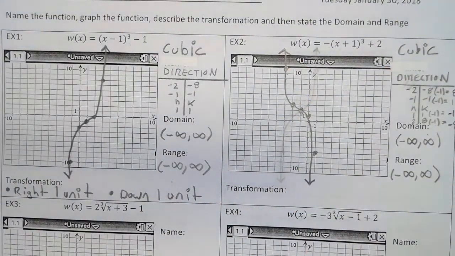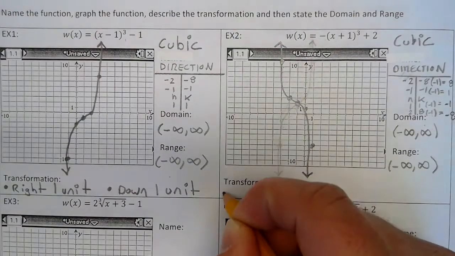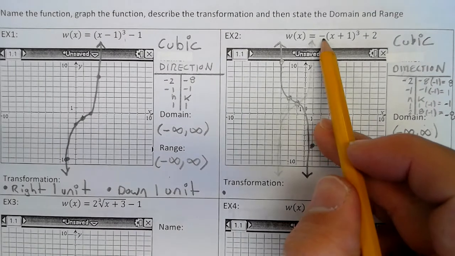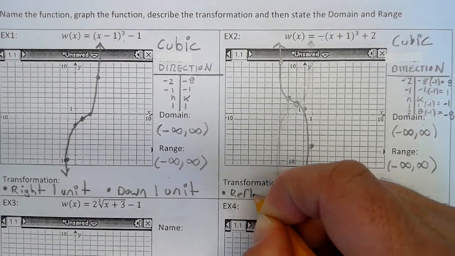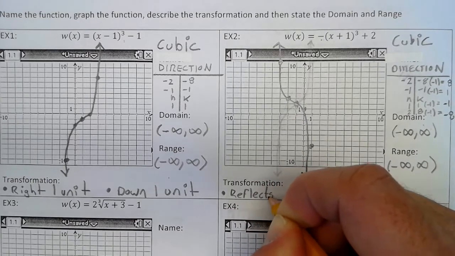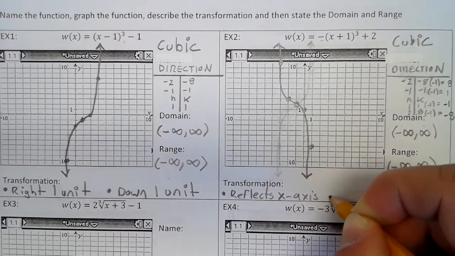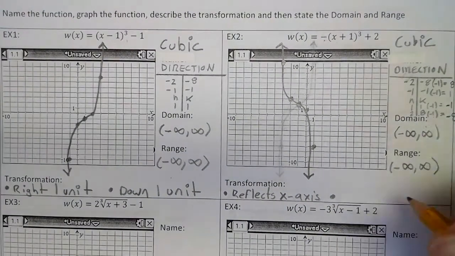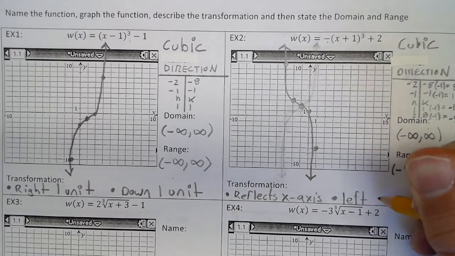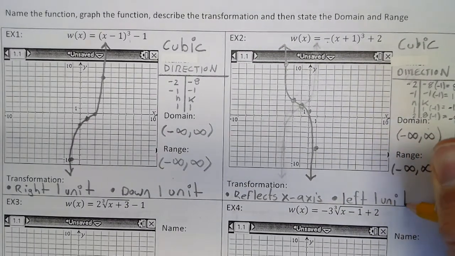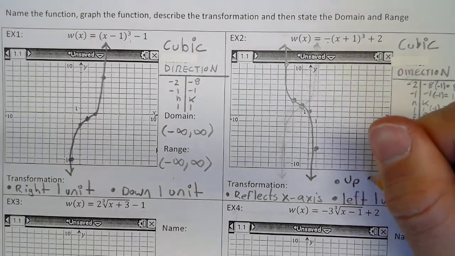Domain and range is still negative infinity to positive infinity for both domain and range. So the transformations, and this is where I made the mistake. I forgot about the negative on the outside. It reflects over the x-axis. It's left 1, and up 2 units.